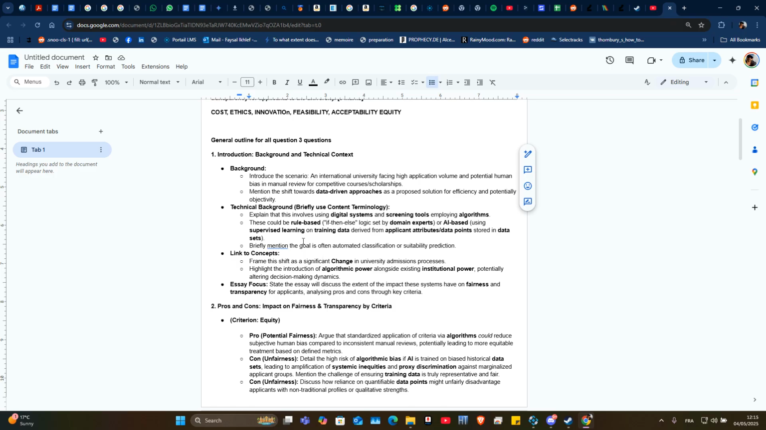So, explain that this involves using digital systems and screening tools, employing algorithms. These could be rule-based, domain experts, AI-based. You can mention data sets here. You can mention supervised learning, training data, and so on, okay? Mention that and you cover the content point. Briefly mention the goal is often automated classification or suitability prediction. Yeah, so mention why these universities or companies use the system.